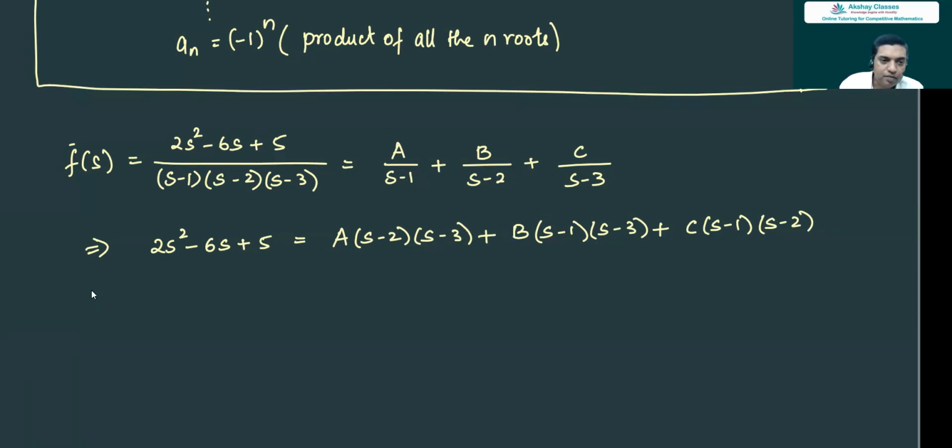Now substitute s equal to 1. If you substitute s equal to 1, this term cancels. You get 2 into 1 minus 6 into 1 plus 5 is a into 1 minus 2 is minus 1, 1 minus 3 is minus 2.